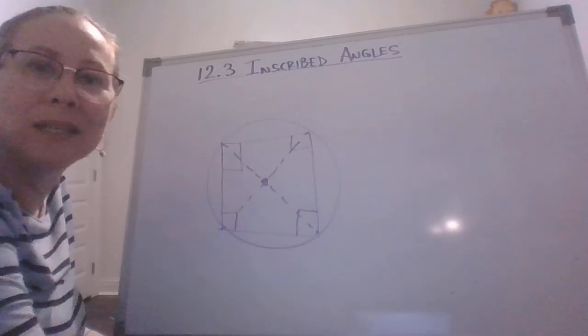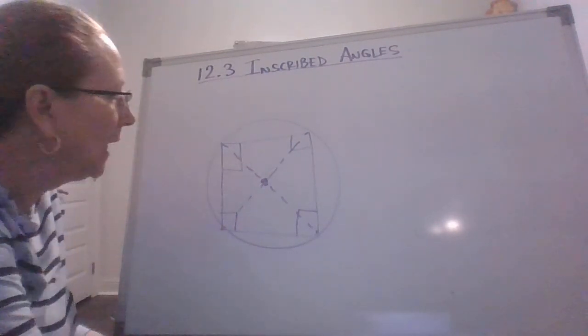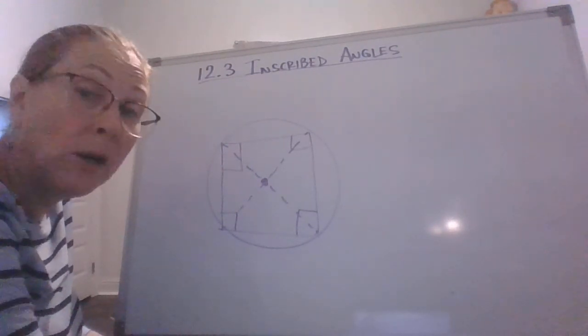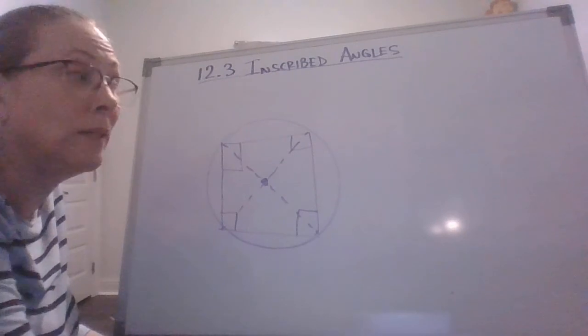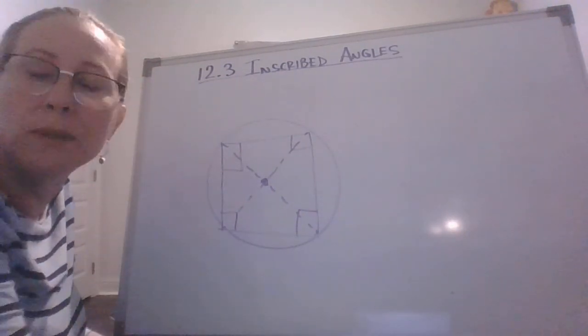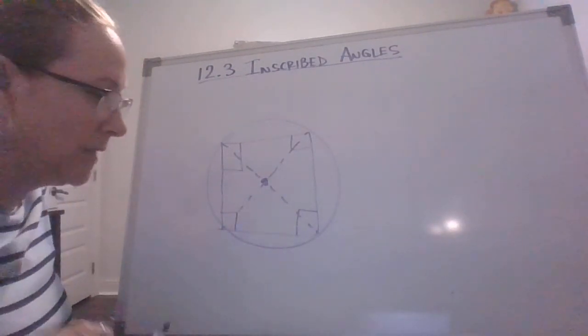So whether this is a square or not, it is certainly a rectangle with 4 right angles, and the opposite angles are also supplementary. A parallelogram, a rhombus, they would not actually hit, all 4 points would not hit the circle, so it would not be inscribed, so it wouldn't apply in this theorem.